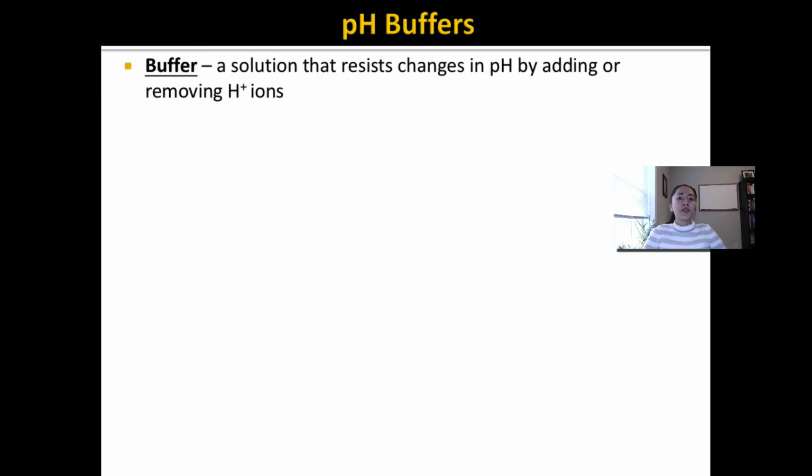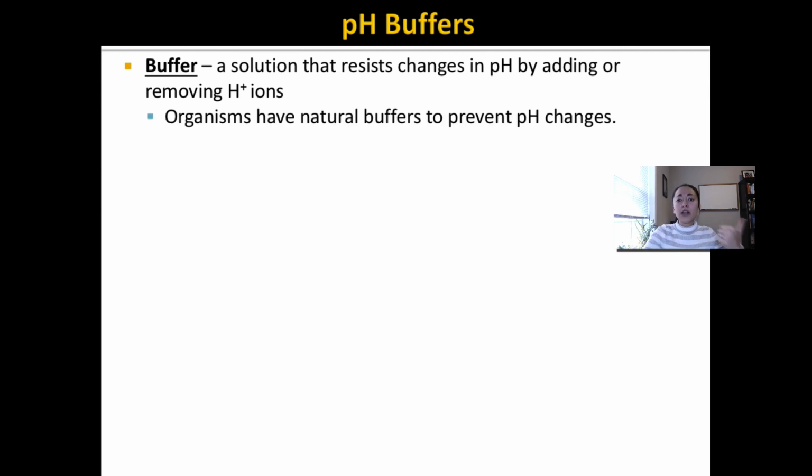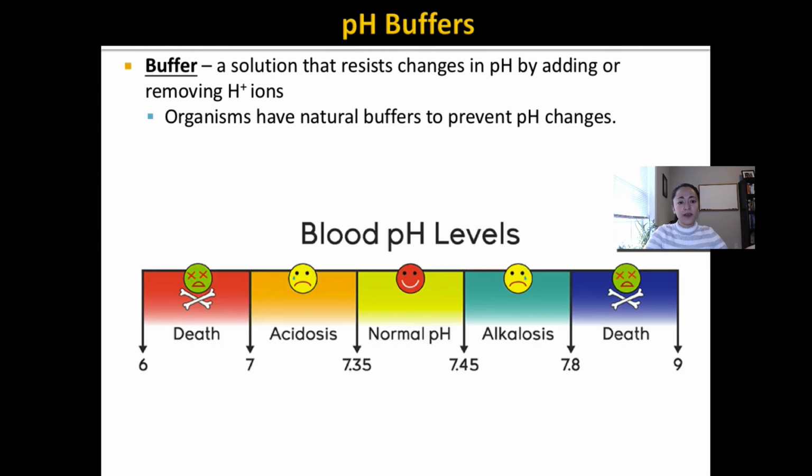Our body has to maintain a specific pH to function properly. We naturally produce compounds called buffers that resist changes in pH by adding or removing hydrogen ions. If, for example, our blood contained too many hydrogen ions, that buffer could remove them. Or if it didn't contain enough hydrogen ions, it could release hydrogen ions into our blood to help maintain a specific pH. Therefore, organisms have natural buffers to prevent pH changes.